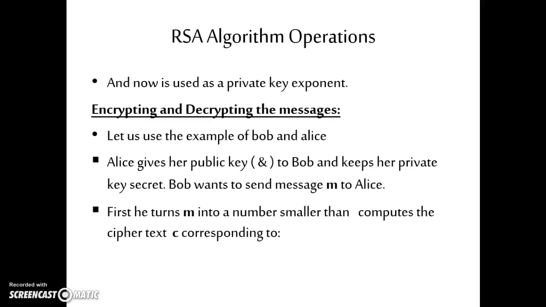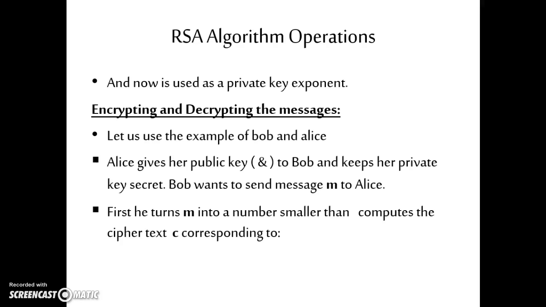And now we see encrypting and decrypting the messages using an example. Let's assume that there are two guys, Bob and Alice. Bob wants to send a message to Alice. That's a secret message. So we have to encrypt and decrypt the message. And now Alice gives her public key E to Bob and keeps her private key secret.